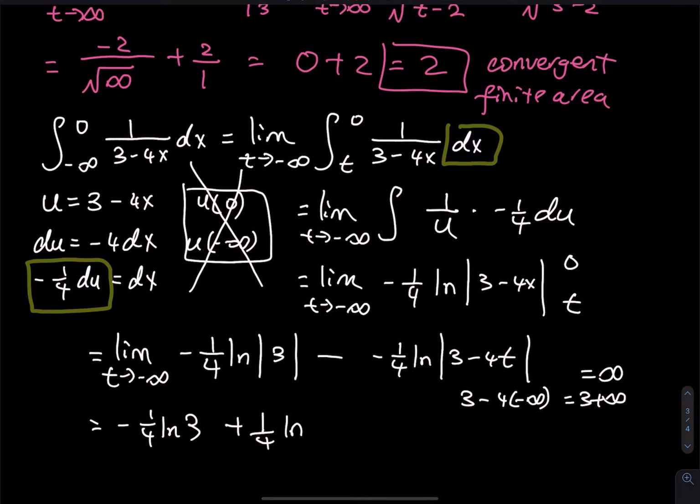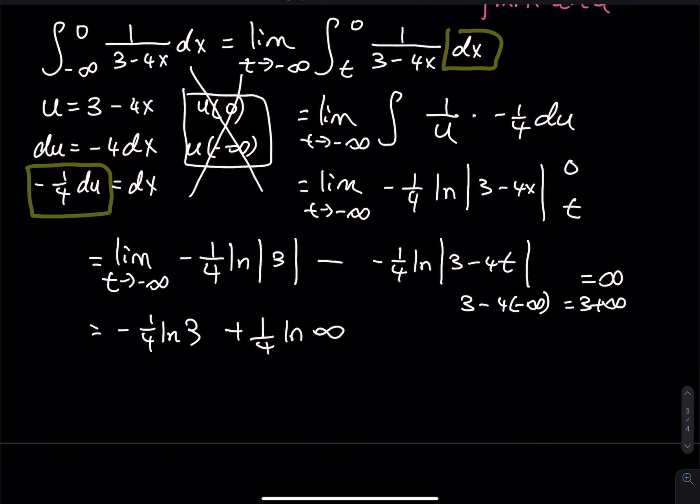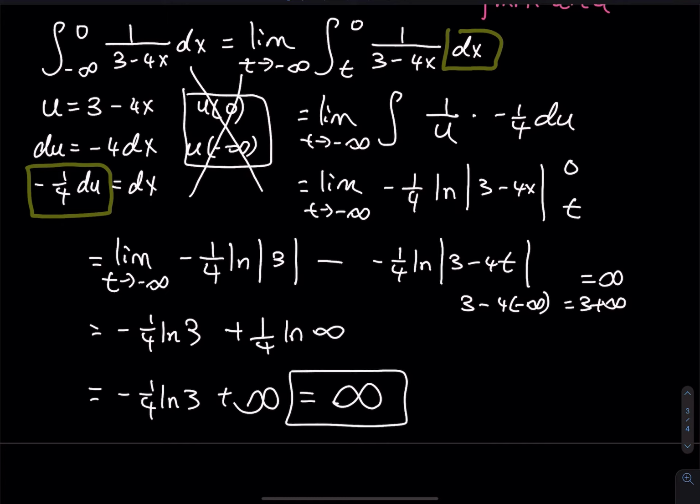So what is ln infinity? Ln infinity is just equal to infinity, right? So this is negative 1 over 4 ln 3, and then plus a huge value, and then at the end of the day, the area is equal to infinity. So therefore, we have an infinite area, and the integral is divergent.